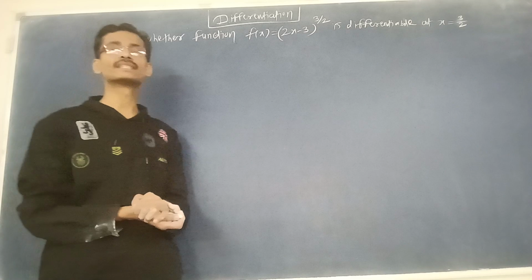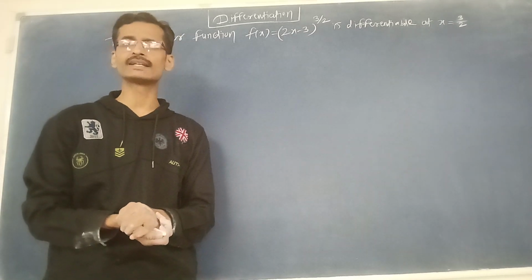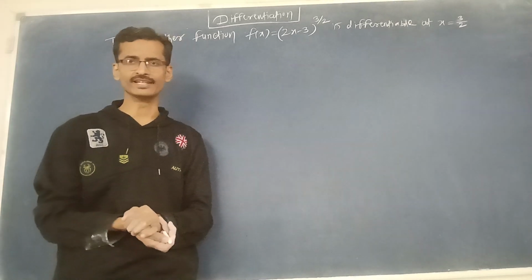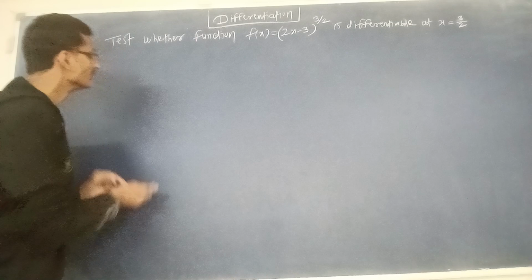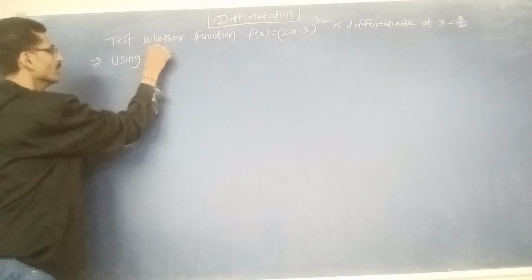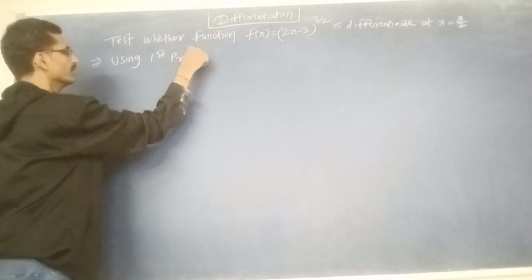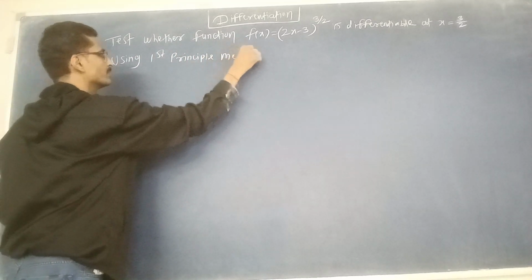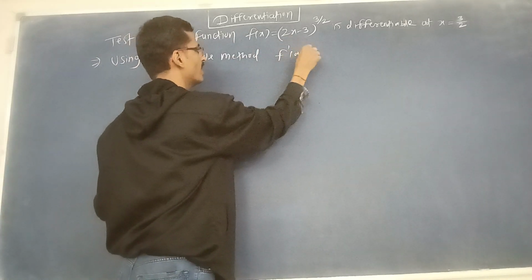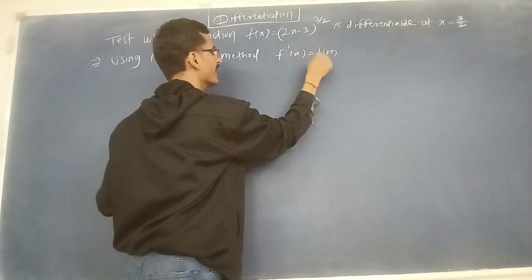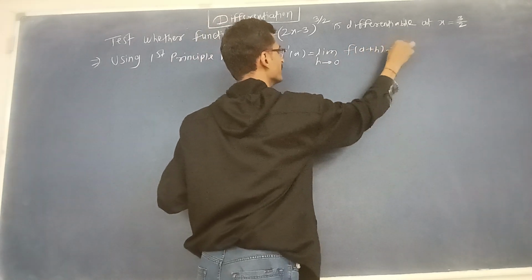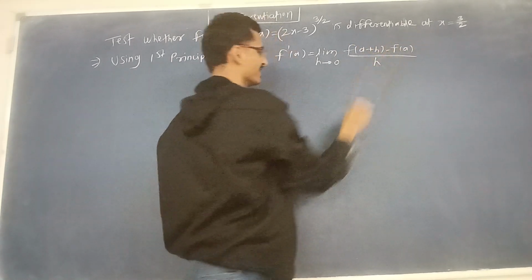So when we can say that function is differentiable at say some x is equal to a, how we find the derivative of function? We know first principle method. So using first principle method, f dash of a is what? Limit h tends to 0, f of a plus h minus f of a upon h.